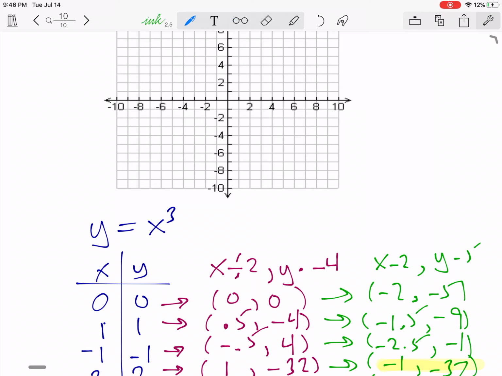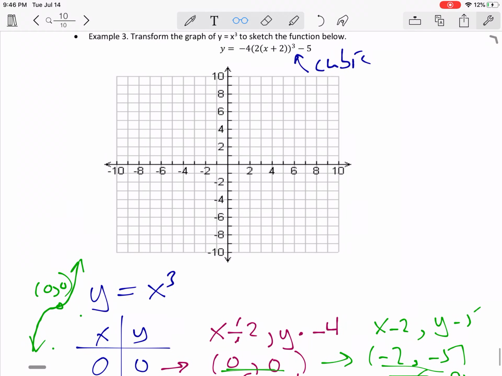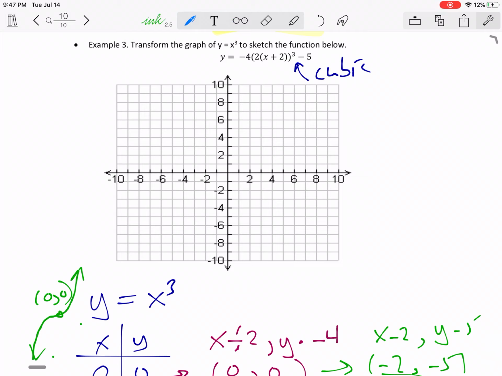Remember what a cubic function looks like. A cubic function is something like this, and this little middle part here is your 0, 0. The reason that's significant is that type of shape is going to occur because this was your 0, 0 point, which corresponds to the -2, -5. So we know that same type of shape is going to happen there.